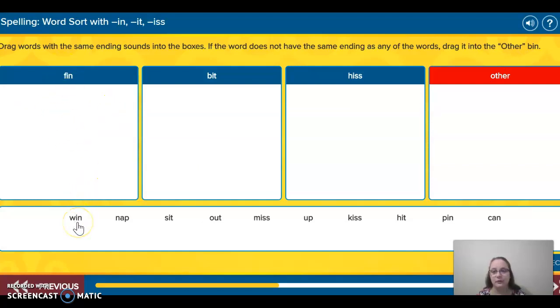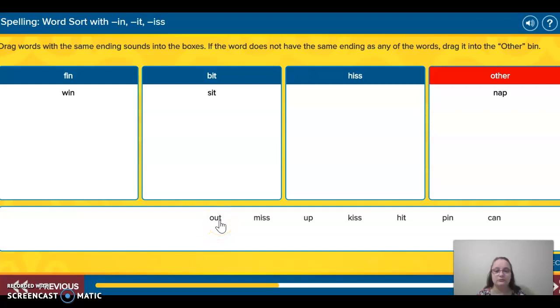So let's look at when. Okay, well, what in? That's part of the in word family, just like fin. And it has IN on the end. Good job, friends. Nap. Well, nap doesn't even have an I in it, so it can't belong to any of our word families, so it's going to have to go to other. Sit. Well, sit has it on the end, so it's going to go to the it word family.